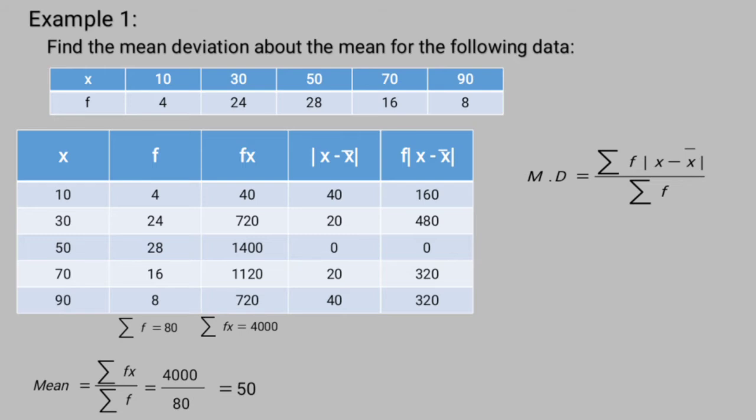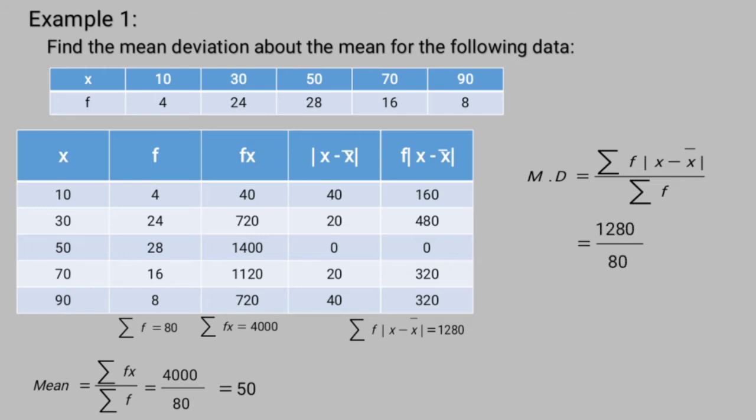16 into 20, 320. 8 into 40, that is 320. And what we have to find? We need to find sigma f of modulus x minus x bar. That means I need to add all the values. So my value is 1280.